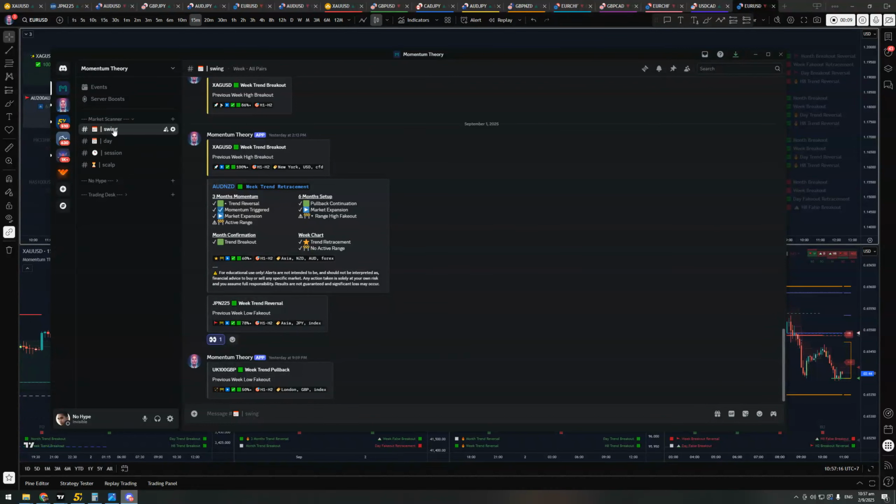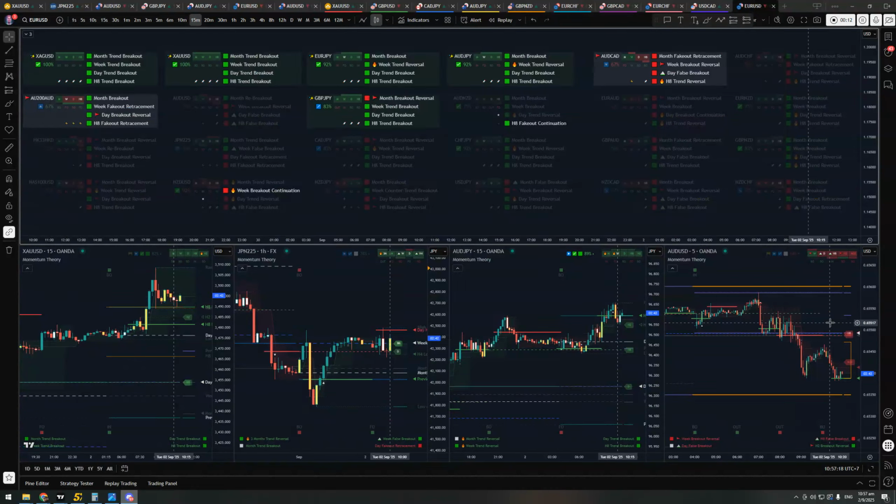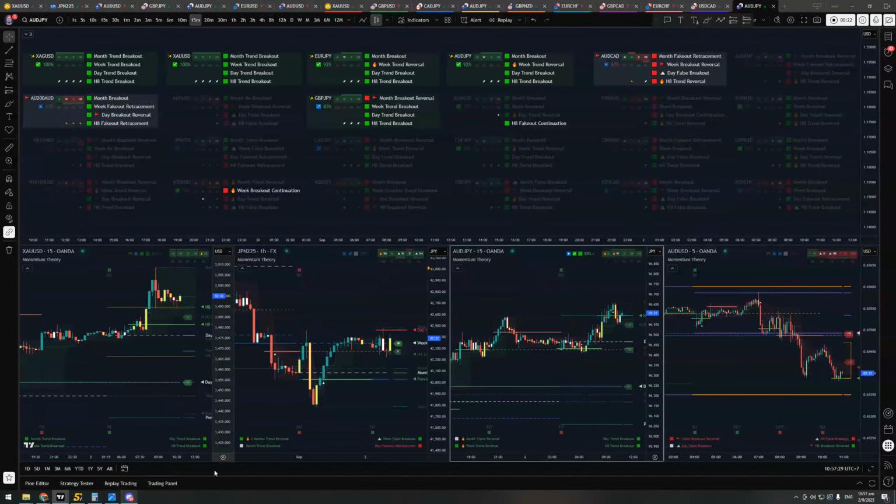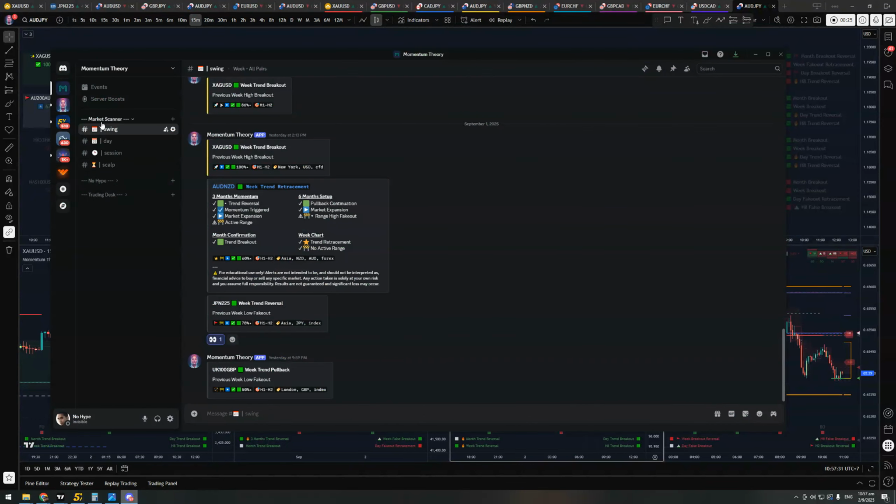This is where the indicator is going to send all its alerts to. So next update is going to have the option to send alerts straight into Discord. If you set the alert type to Discord alerts, it's going to send all the trade setups right into a Discord channel of your choice. So right now I have 4 different channels here: swing, day, session, and scalp.